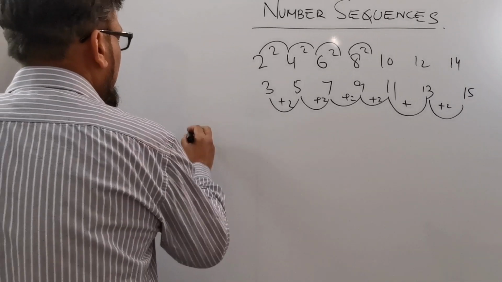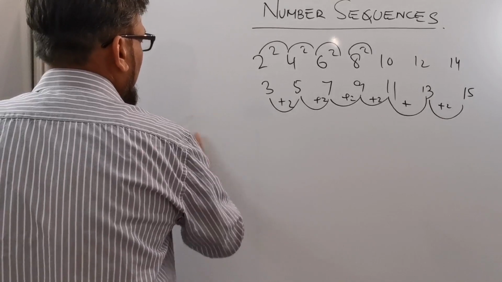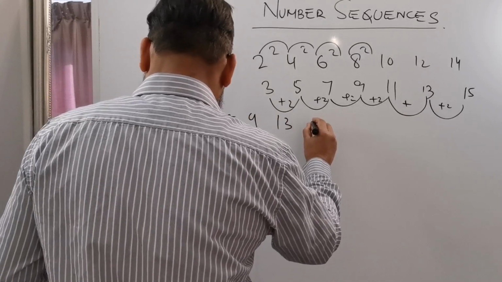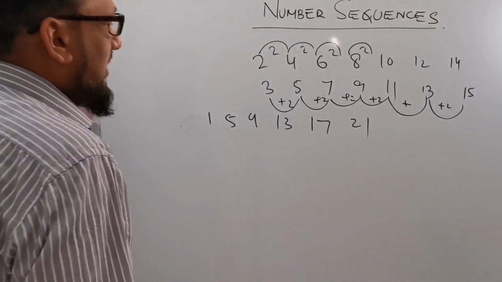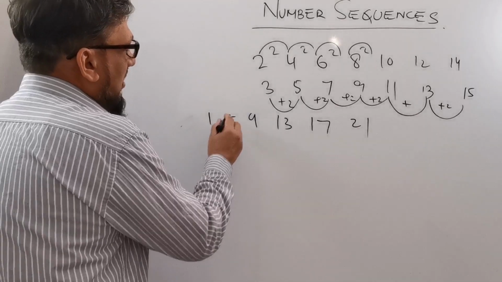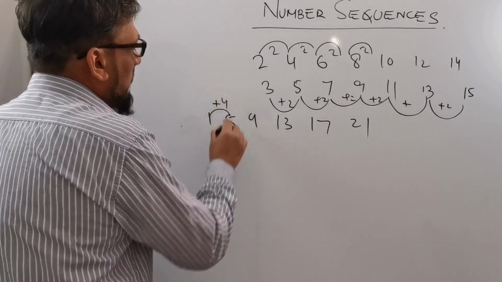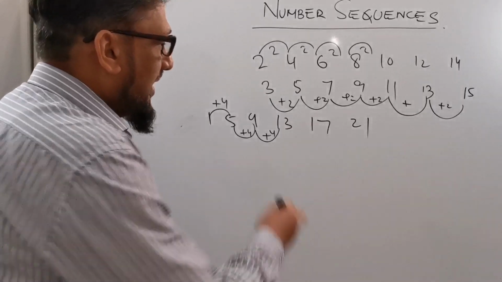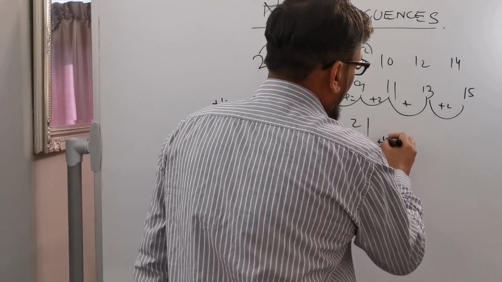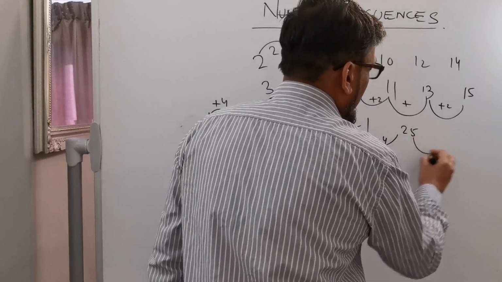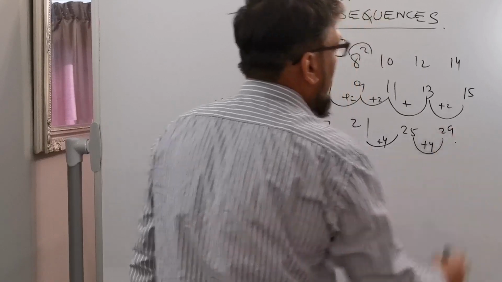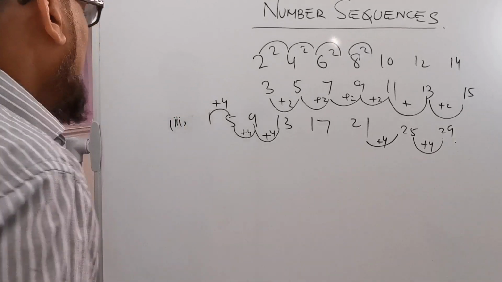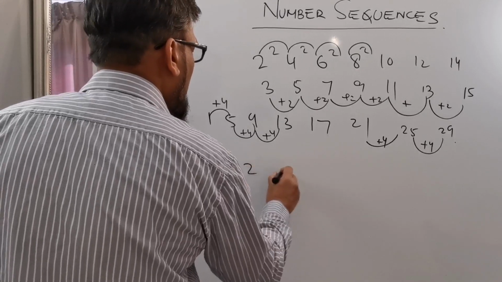If I say 1, 5, 9, 13, 17, 21, look at these numbers. The differences: 1 to 5, addition of 4; 5 to 9, addition of 4; and so on, addition of 4. So the next two numbers will be 21 plus 4, which is 25, and 25 plus 4, which is 29.